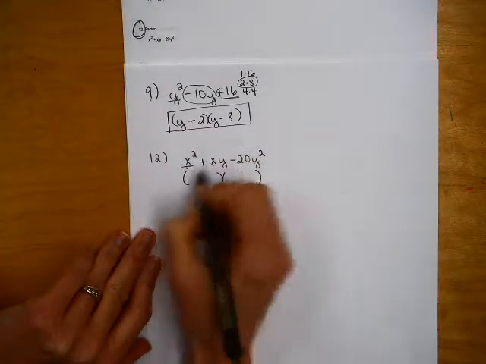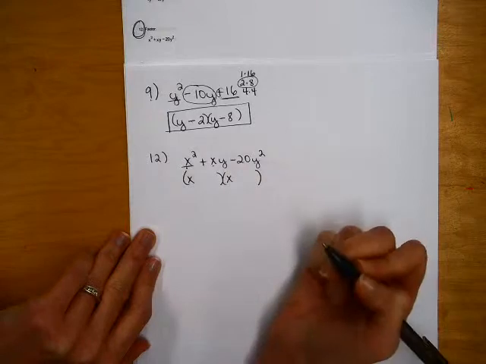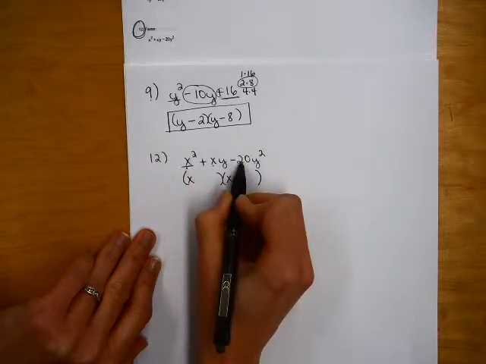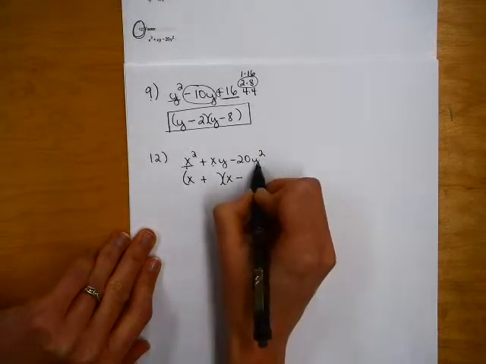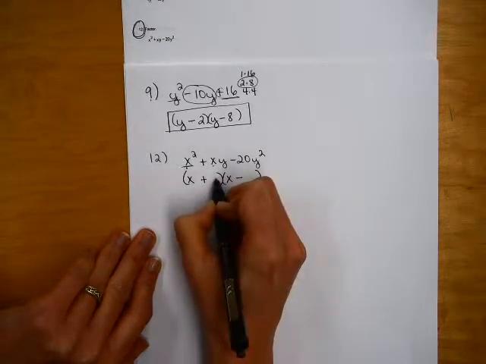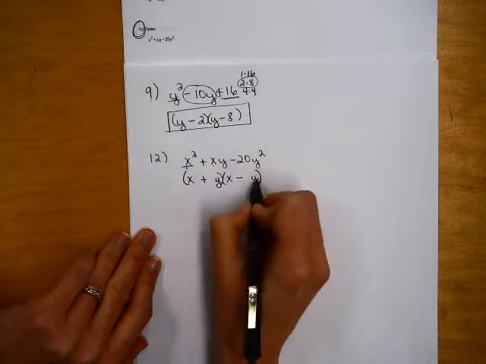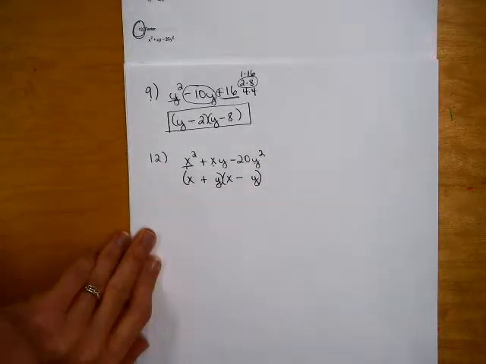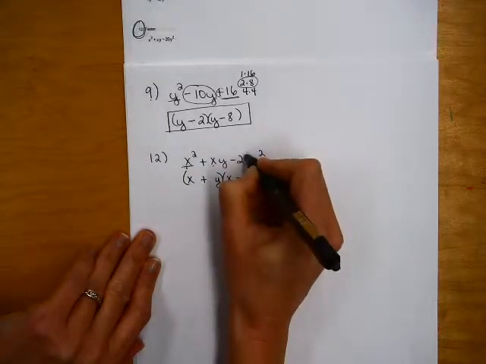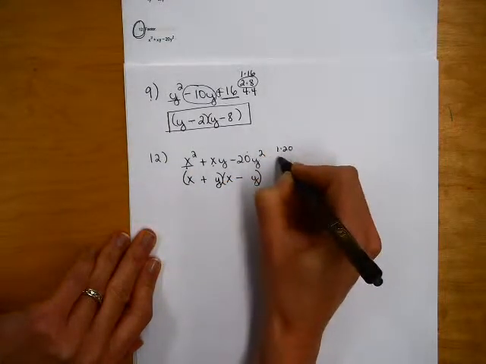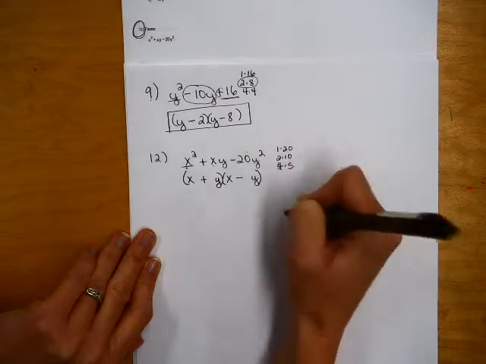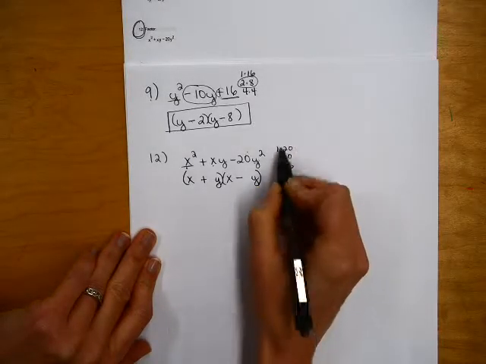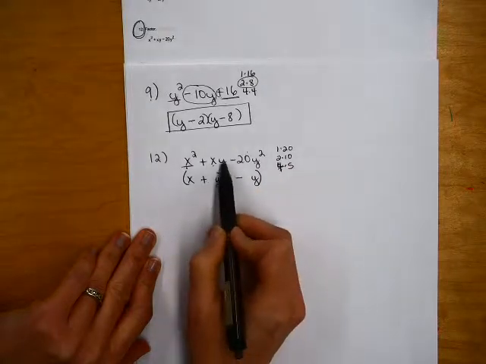I'm going to start with my first term. x squared is x times x. My last term is negative, so that tells me my signs in here should be different when I get done. And since I have this y squared, and so I don't forget it, I'm going to go ahead and put the y times y for this y squared in my parentheses. Now I'm going to work on factoring this 20. 1 times 20, 2 times 10, 4 times 5.